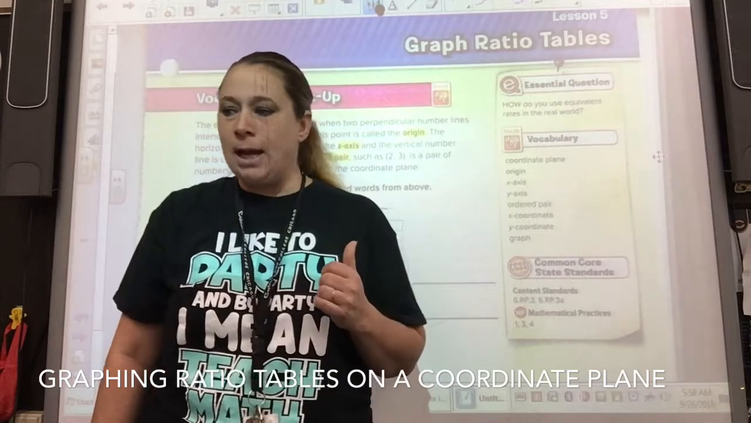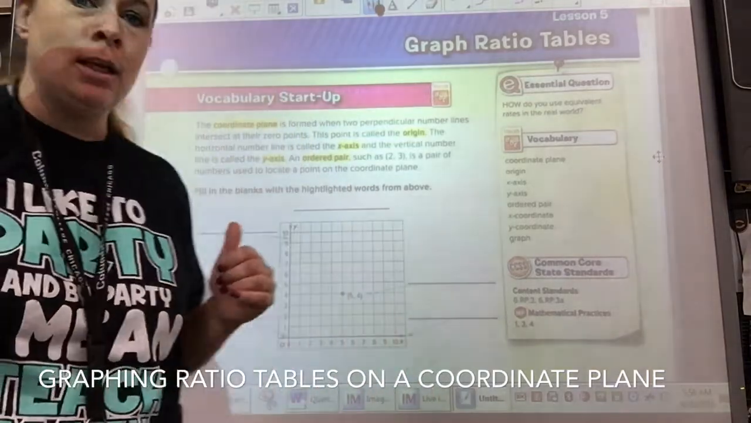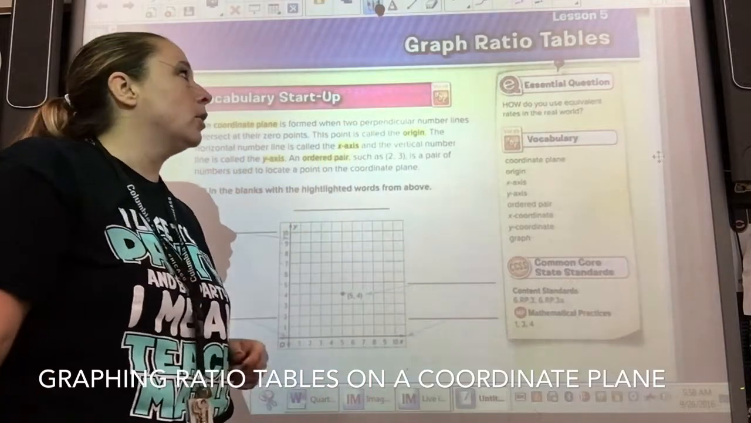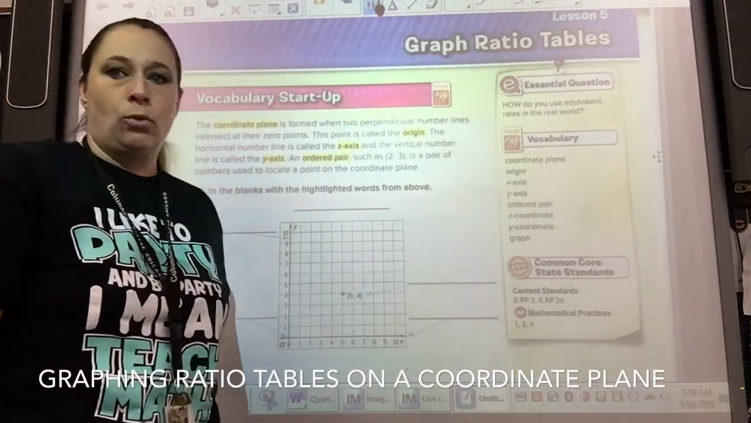Today we are on lesson 5 in your Glencoe book, page 47. If you're not there, make sure you turn there now. You're going to need this to take some notes down. We are doing graphing ratio tables today.